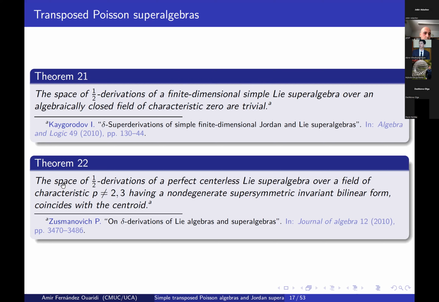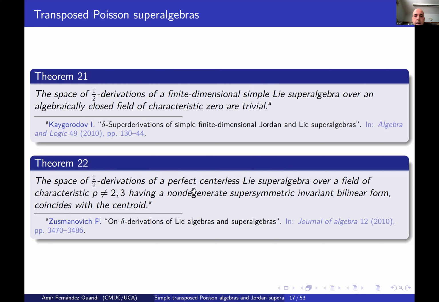And this result was later generalized by Sushmanovich in this paper here, where he proved that the space of 1/2 derivations of a perfect centerless Lie superalgebra over a field of characteristic different from 2 or 3, having a non-degenerate supersymmetric invariant bilinear form, coincides with the centroid. And this result here will be important later in the talk.